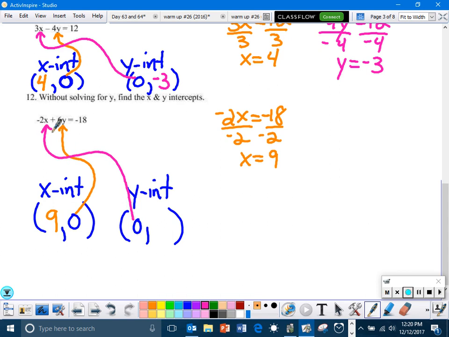Plug the 0 into x. That disappears, so I see 6y equals negative 18. Divide by 6, and y equals negative 3.